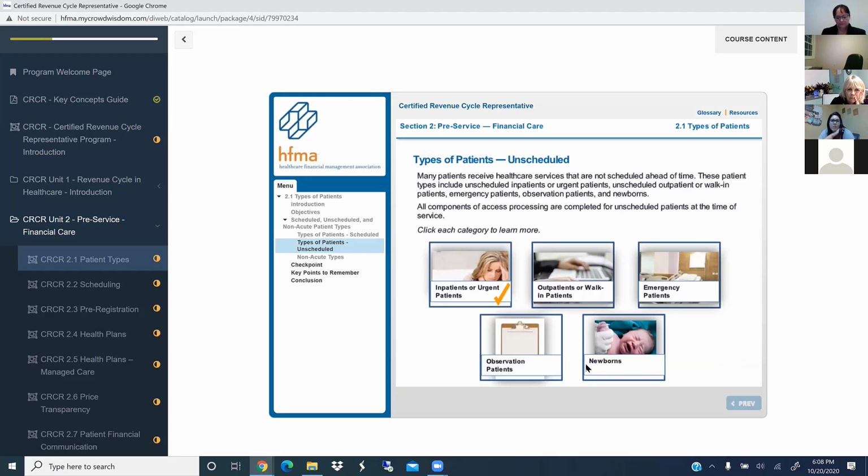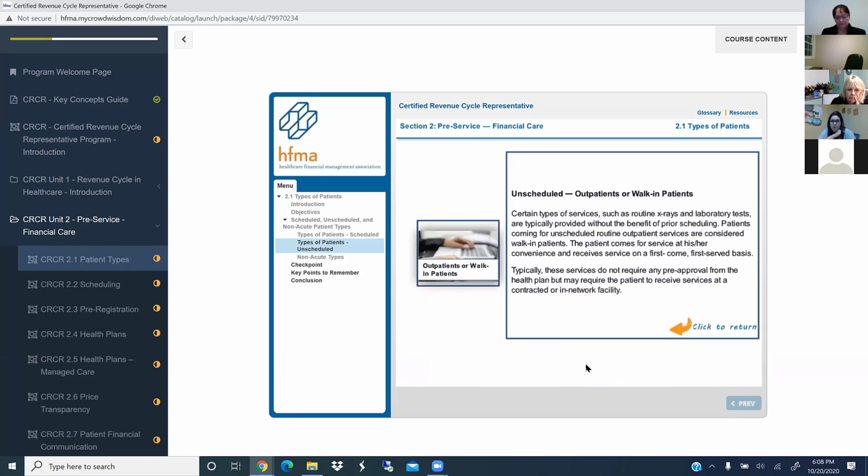Sometimes, I don't know about everybody's primary care, if you go for your physical and they say, okay, go down to the lab and get your labs done, they may not have you on their schedule, or you have to go somewhere else for an x-ray. They don't need any form of pre-approval, so it's fine. Usually you just go, you get it done, and then you go back up to your doctor. So those are unscheduled outpatient or walk-in patients.